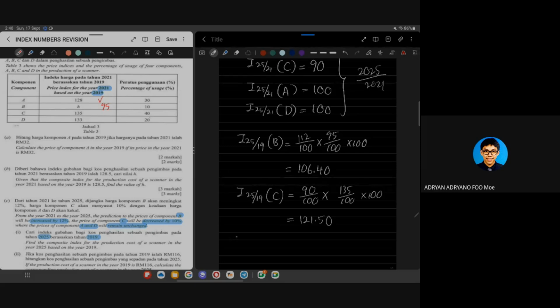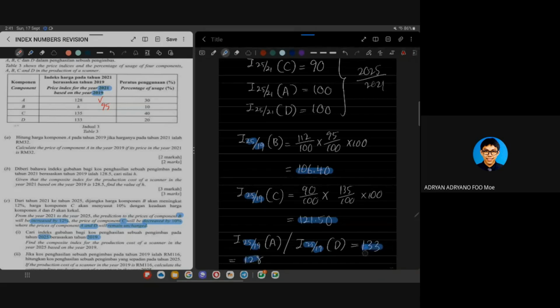So, even if I did 25 per 19 for A, okay, I will get what? 100 over 100 times 128 over 100 times 100. I will still get 128. So, same goes for D also. Both would be same. So here will be equal 128, D will be equal 133. Okay, so we have found 25 per 19 for all A, B, C, D, which is 1, 2, 3, 4.